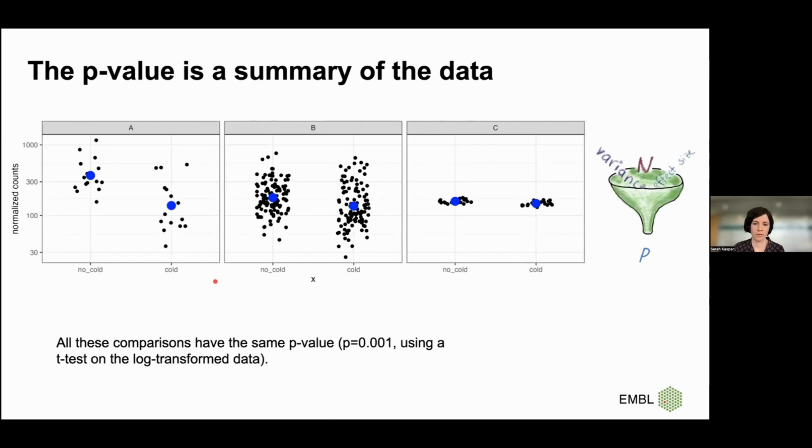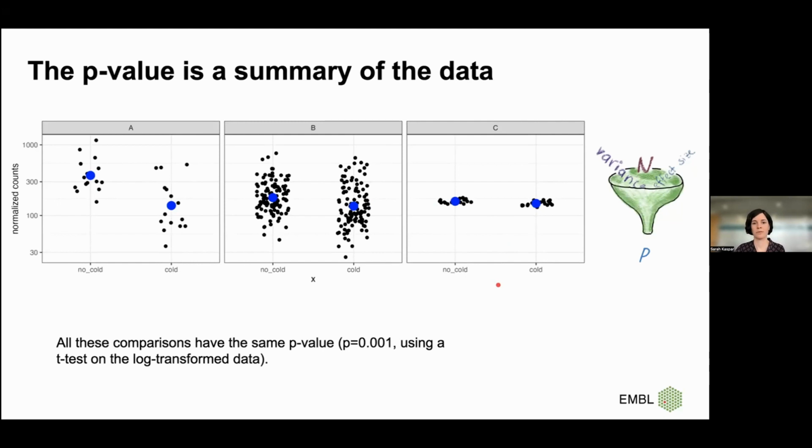Here I'm showing you 3 different toy data sets. There are comparisons between a hypothetical no-cold and cold group, which all have the same very low p-value. In one example, the p-value is low because there's really a substantial difference in expression between the 2 groups. In another example, there's rather little difference in expression, but we have lots of data points resolving that small difference. So again, lots of evidence. And in the last example, there is hardly any difference, but also the variance is basically nonexistent. So this is why we would also call this difference significant in the end.